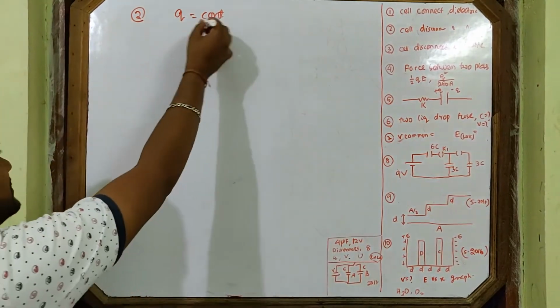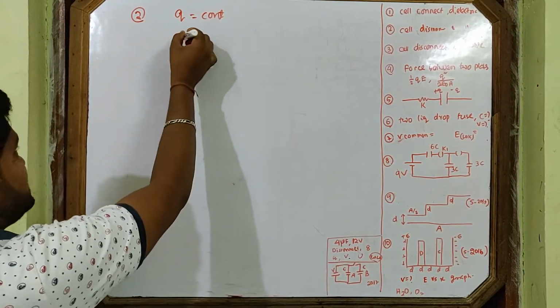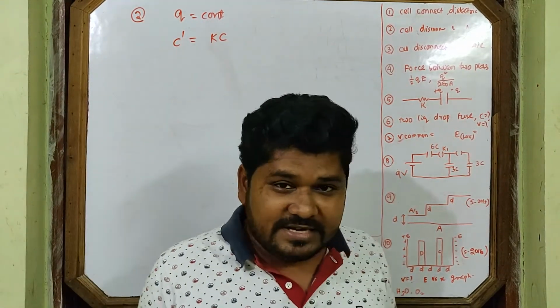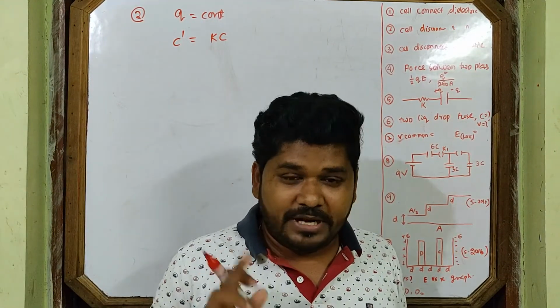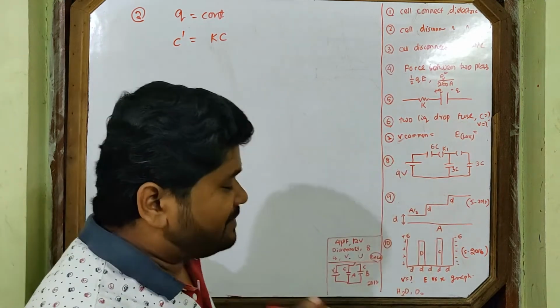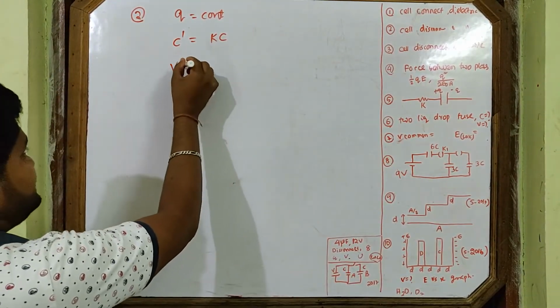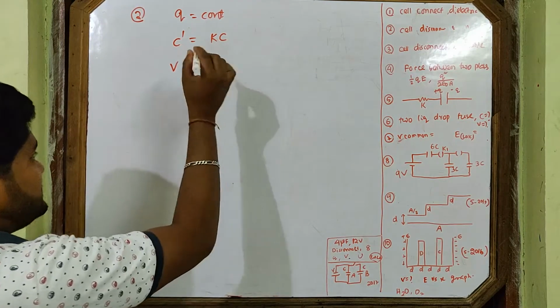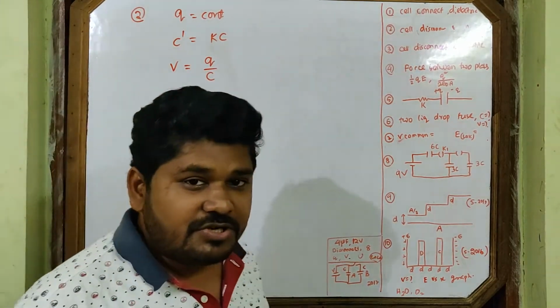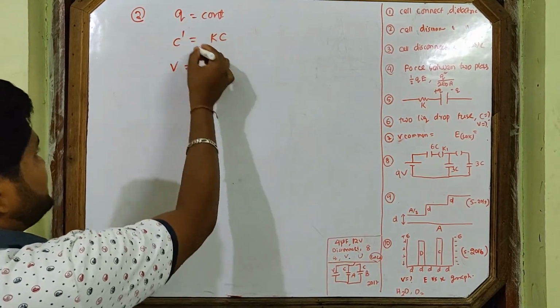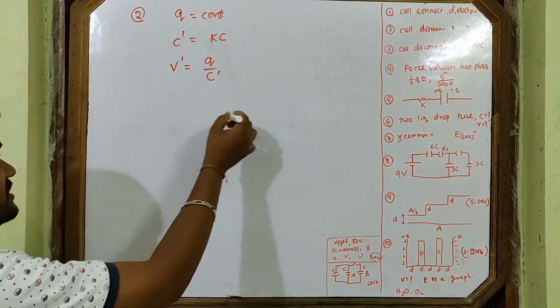Then what happens? Q is constant. What about the capacitance? KC. I told you a dielectric is inserted. Cell connected or not connected, doesn't matter. Capacitance becomes K times C. Then what about V? V equal to Q by C. We know V is equal to Q by C. So what change happens here? Q remains constant but C changes. Now what is the change in V?